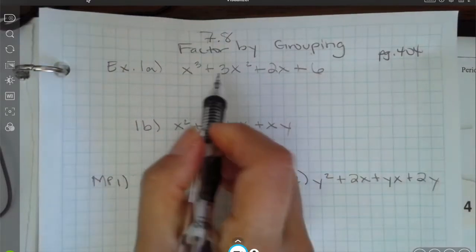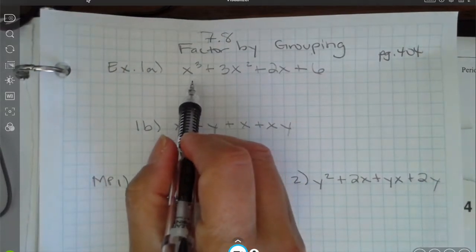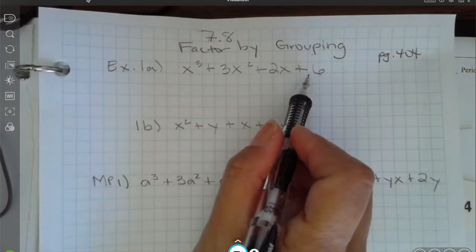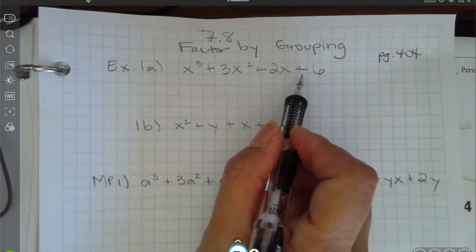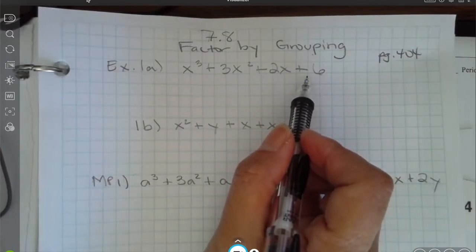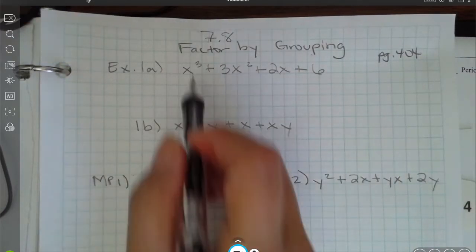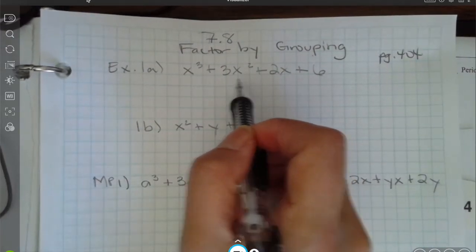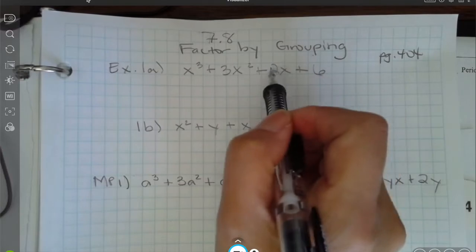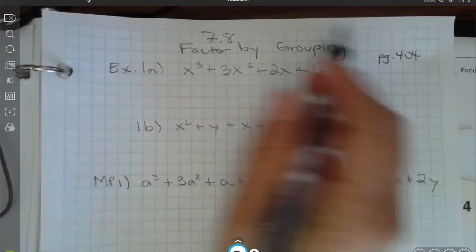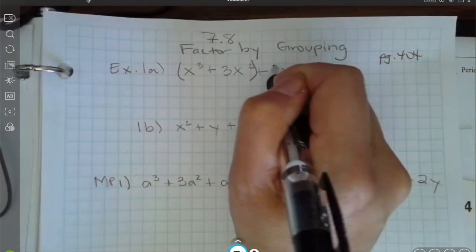First thing you want to do is look at your signs. If the signs are all addition, then that's great. You can get started. It's a lot easier of a problem. So the first two examples are all addition. What you're going to want to do is group the first two, and then group the second two terms. So let's group these together by putting parentheses.